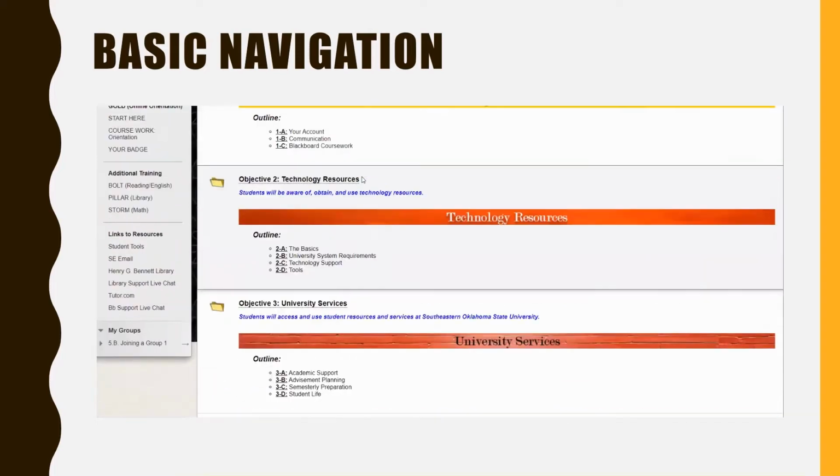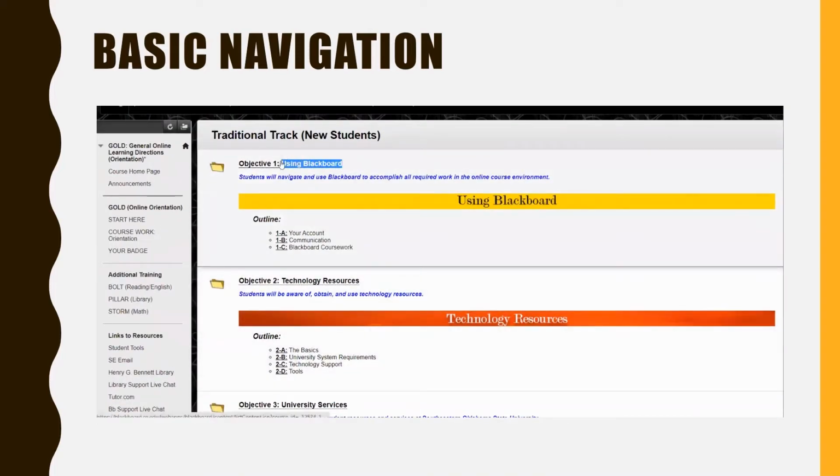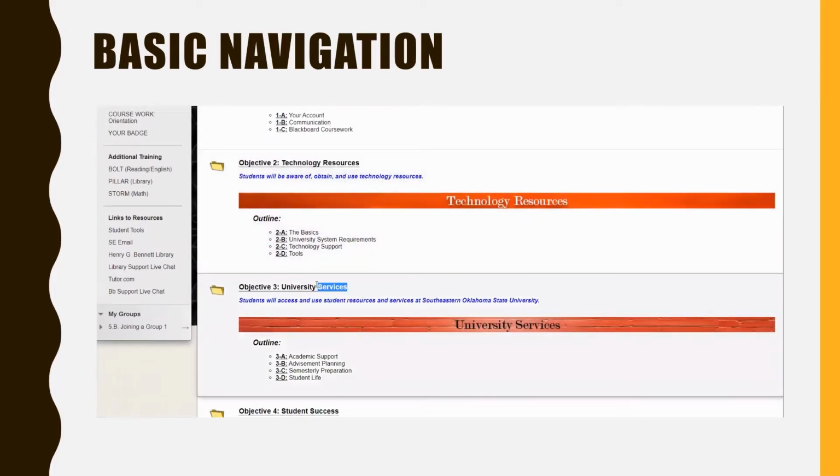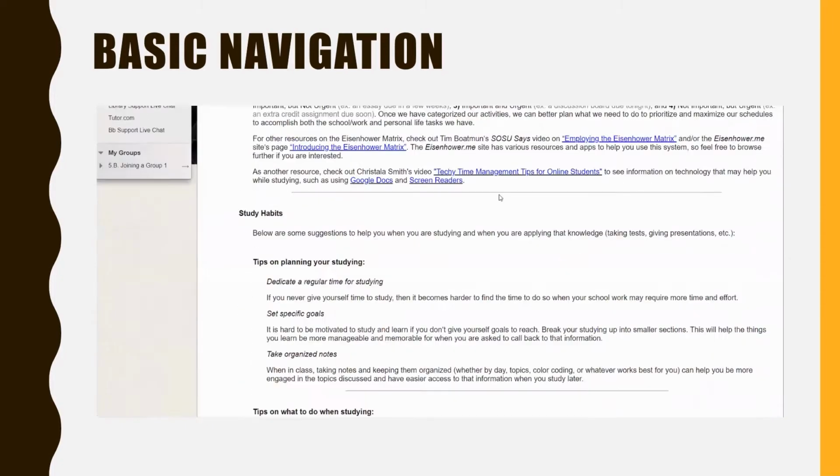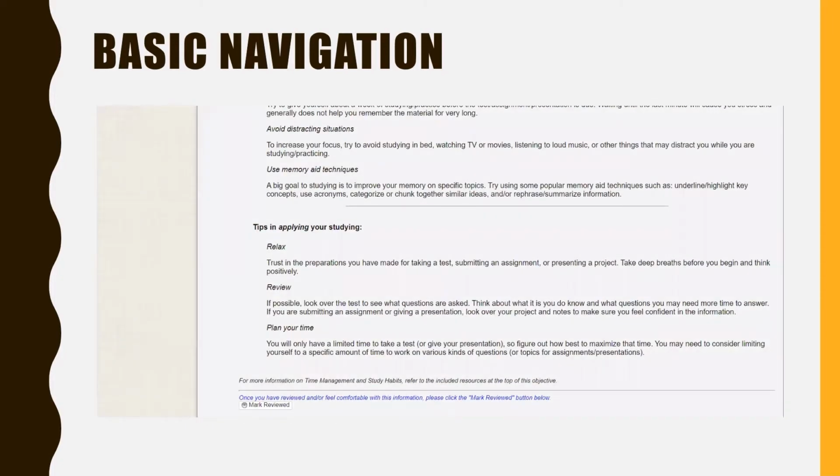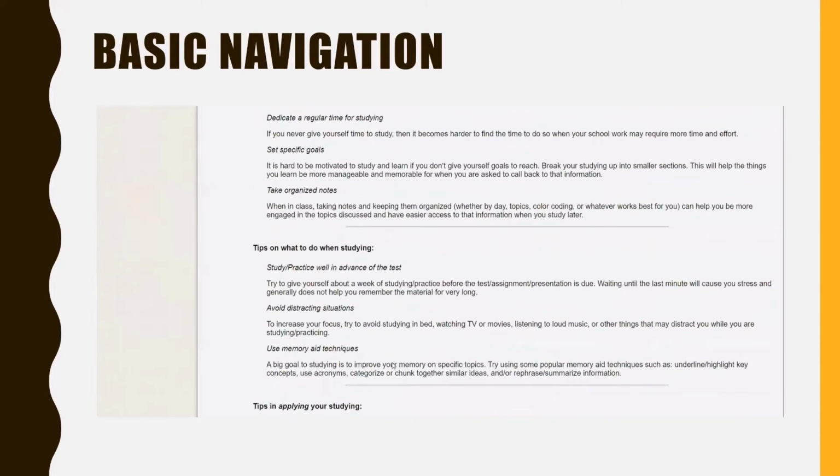Objectives 1 through 4 cover learning concepts on how to be a successful online student. All of these topics are available to you as soon as you enter the traditional track. You will read the information and click on buttons that say Mark Reviewed when you understand the topic, which will then make that count towards the GOLD badge requirement.